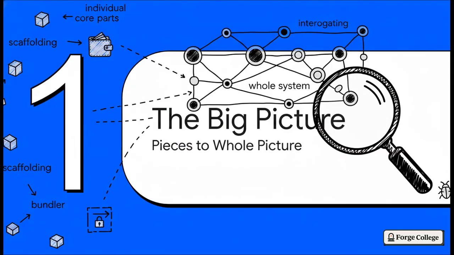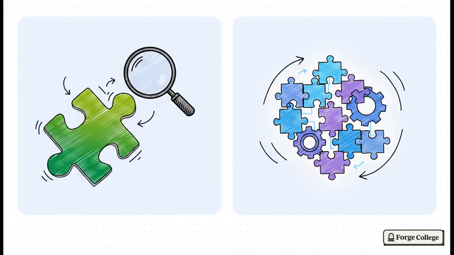Section 1. The big picture. From pieces to the whole picture. In our last module, we honestly spent a ton of time building out individual core parts, right? The scaffolding, the wallet contract, the bundler interface. But now we're moving from looking at those isolated pieces to interrogating the entire system.